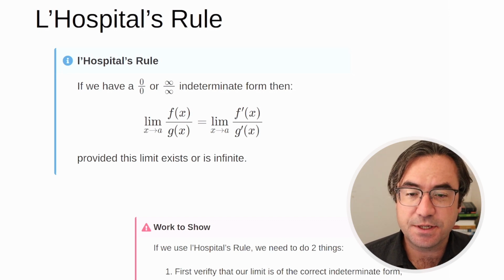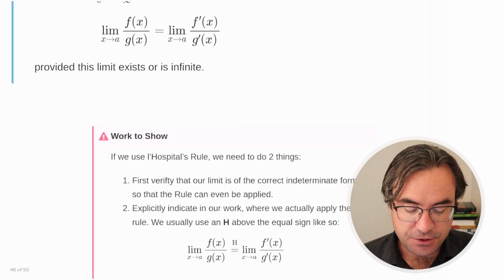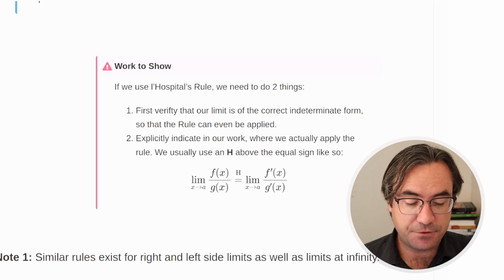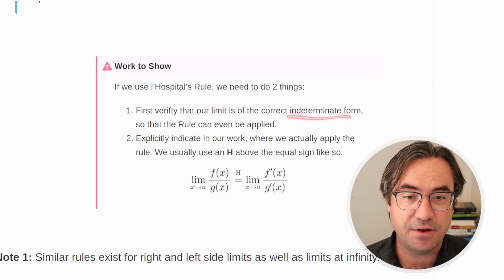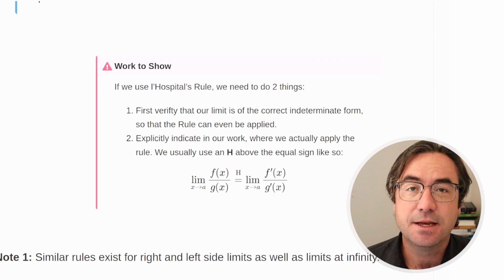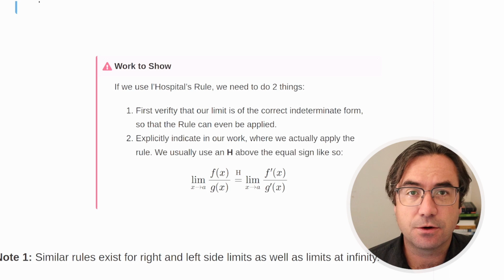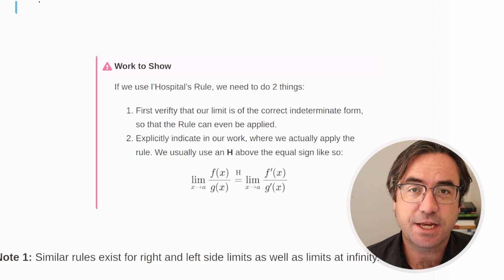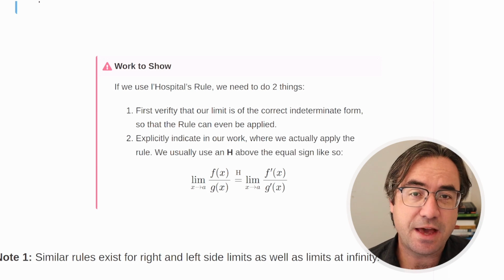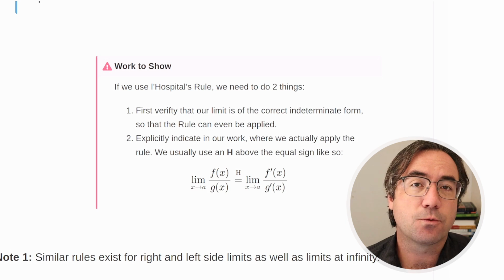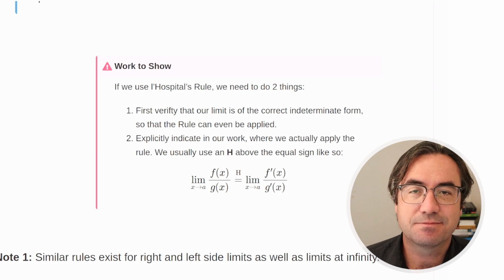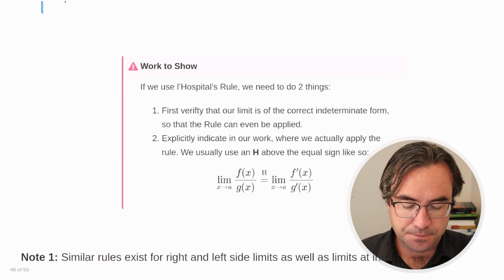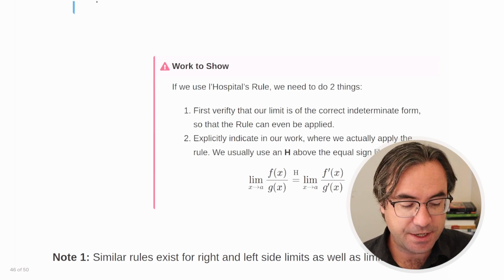Now, when we use this rule, there are a few things that we need to show. First, we have to verify that we do actually have an indeterminate form. So we have to state that we have either the 0 over 0 or infinity over infinity form. That's something you have to check, because if you don't have that form, then applying the rule is going to give you the incorrect answer. So this first thing is important.